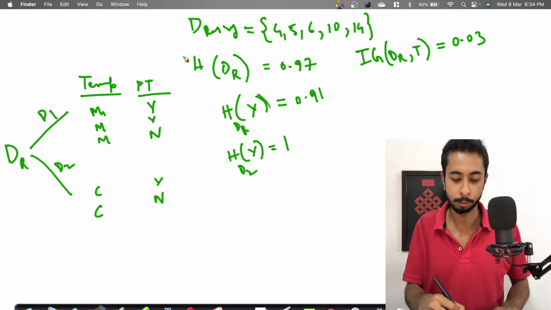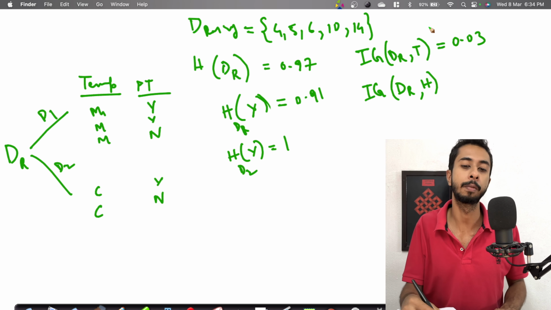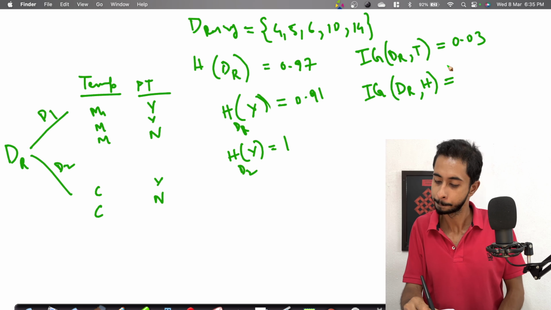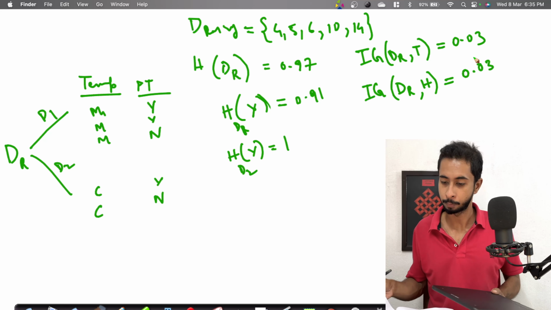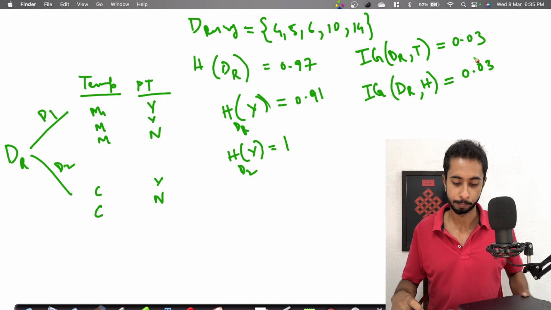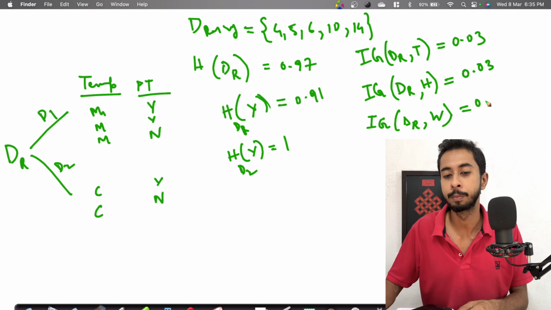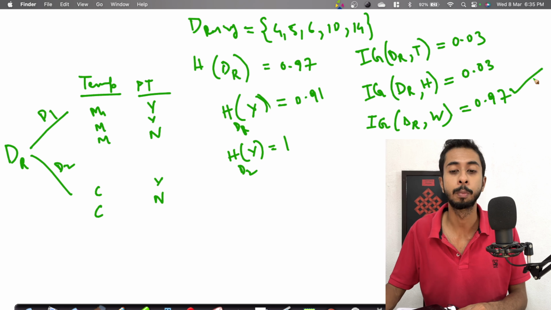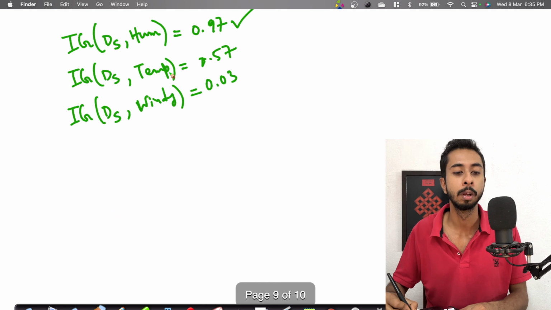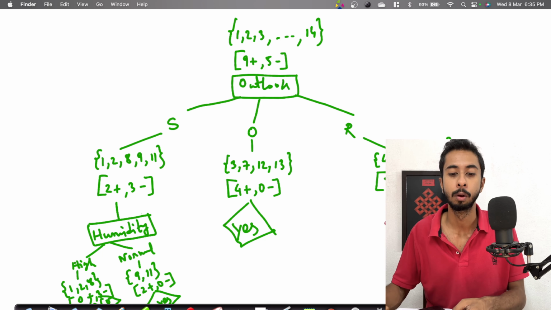Okay, you can check it. Next, on humidity, I'll just write the information gains over here. If I divide the rainy data on humidity, I will get 0.03 again. For temperature we have got it. And for windy, we'll be getting the value 0.97. So what is the highest information gain we are getting here? 0.97 on windy. So here we'll build the tree from here on windy.